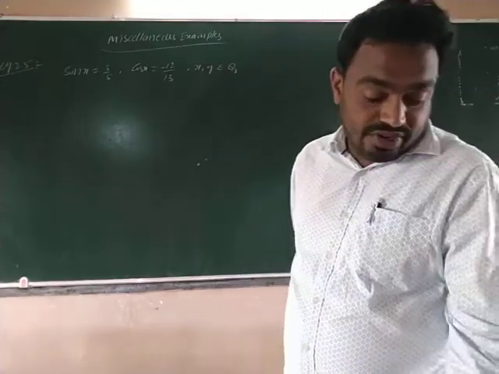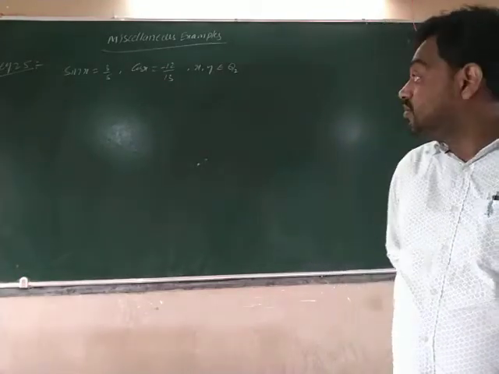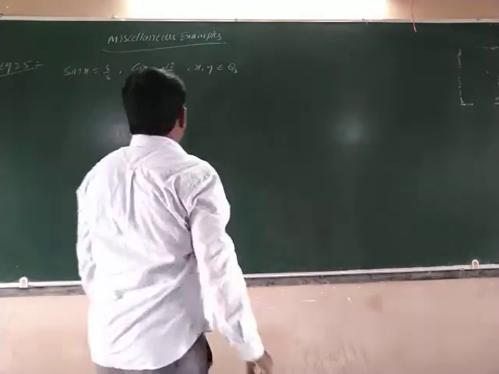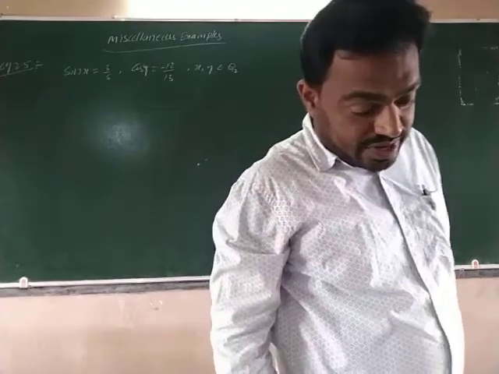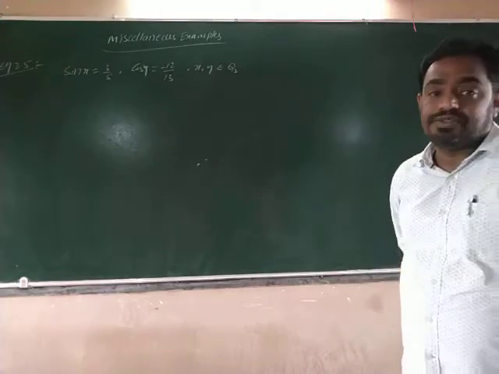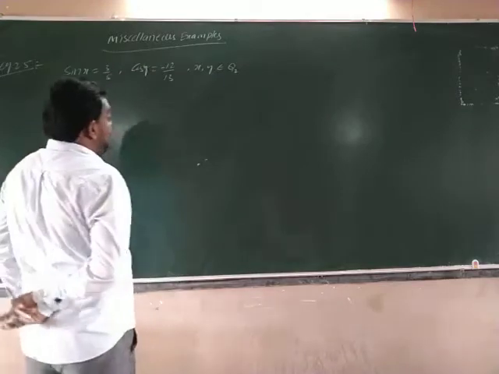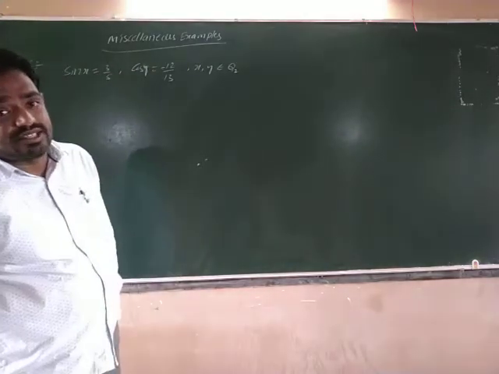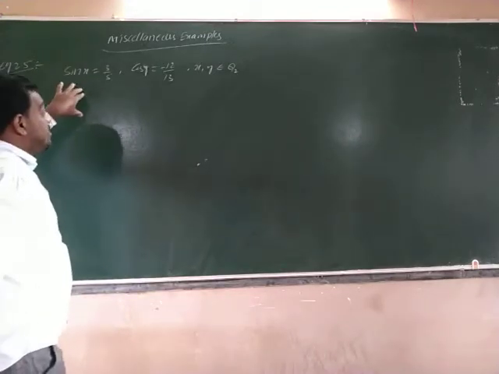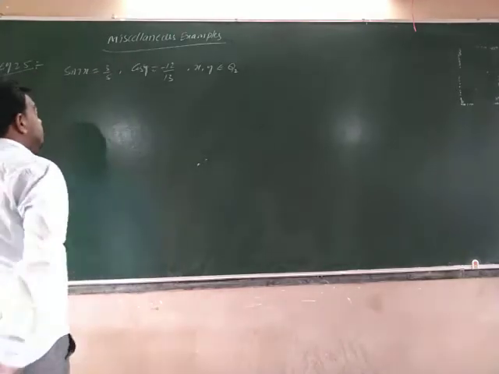Now example number 25. If sin x is equal to 3 by 5 and cos y is equal to minus 12 by 13, where x and y both lie in the second quadrant, find the value of sin of x plus y. This is a repeated question, you see. Here the formula for sin of x plus y is sin x cos y plus cos x sin y. Here we have only sin x, we have to find cos x. Here we have only cos y, we have to find sin y also.